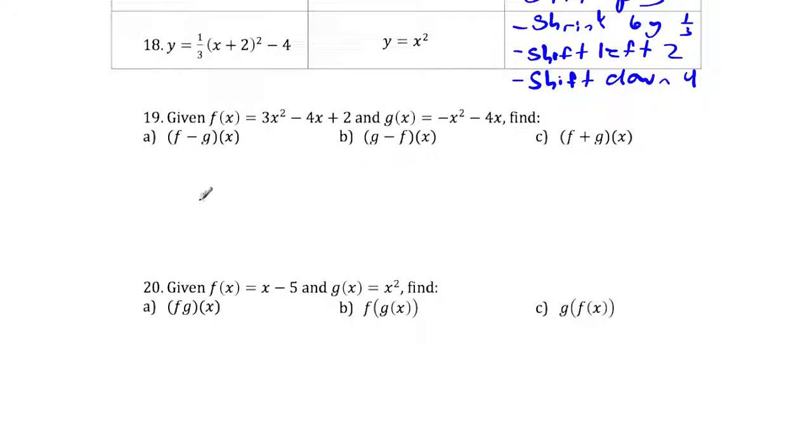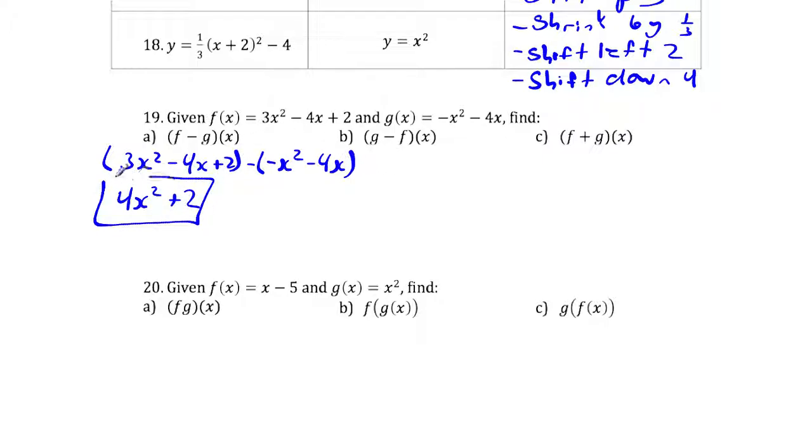All right, f minus g of x, these are combinations, so we're adding and subtracting. So f is 3x squared minus 4x plus 2, and we are subtracting g, which is -x squared minus 4x. Notice how I wrote these in parentheses. That's key because these distribute in. So I get 3x squared minus a -x squared, that's 4x squared. And then -4x minus a -4x is going to be 0x. And then 2. There is no like term over there, so I just get 4x squared plus 2.